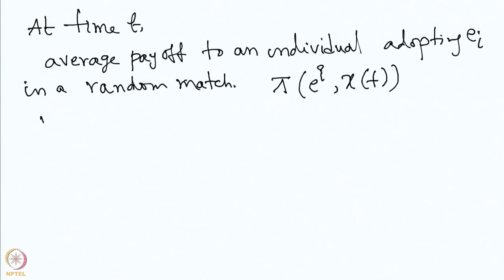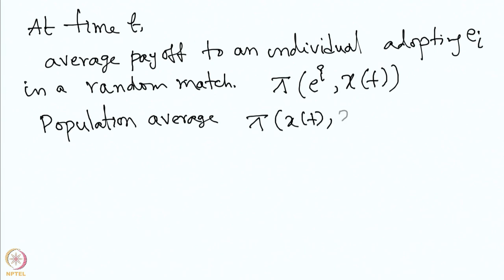The population average, which we have been seeing already, is pi(x(t), x(t)). If you randomly pick people, they are going to be distributed according to x(t). Therefore, pi(x(t), x(t)) gives you the population average, whereas a random individual adopting Ei, playing with this population, is going to get pi(Ei, x(t)). So I denote by sigma(Ei, x) this difference.